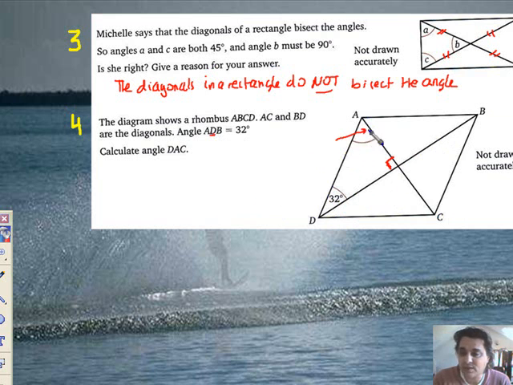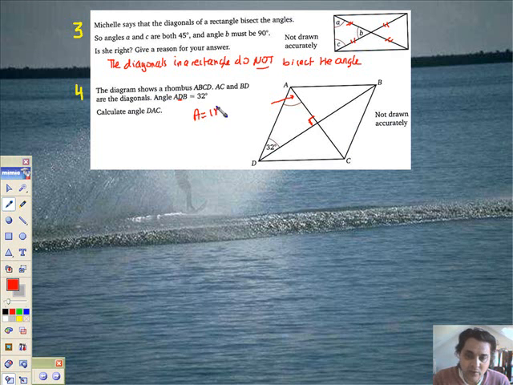Really important. So to work out angle A, I simply say this: 180, take away 90, and then take away the 32, because you know the angles in a triangle add up to 180, don't you? So that's going to be 180, take away 122, let's do that in my head, and that's going to be 78 degrees.